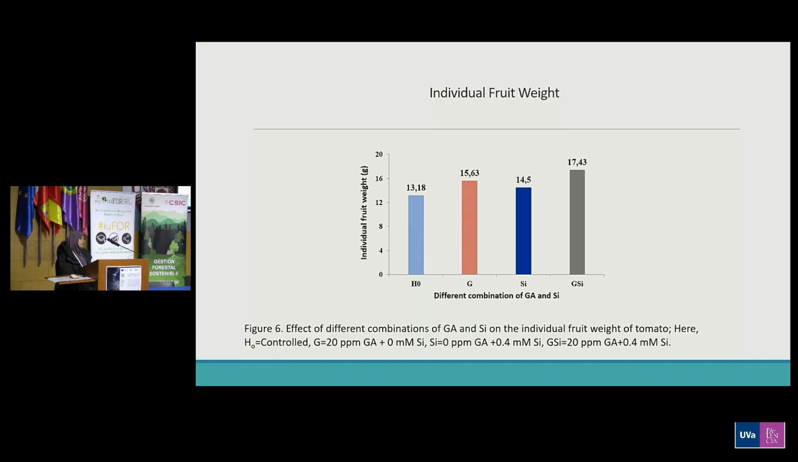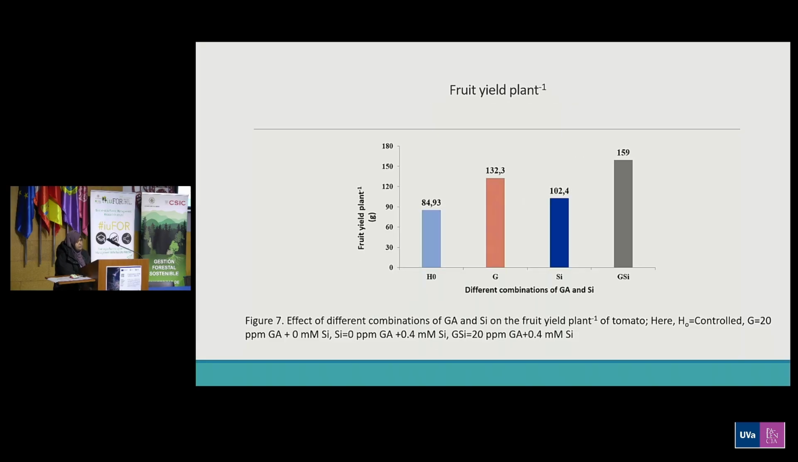Individual fruit weight was collected, and it has been observed that gibberellic acid increases the fruit weight. Silicon although increases the fruit weight, but it's much lesser than gibberellic acid, and the highest fruit weight was found from gibberellic acid and silicon application, and that is 17.43 gram. Finally, the fruit yield per plant, and highest fruit yield per plant was found from combined application of gibberellic acid and silicon, and that's 159 gram.